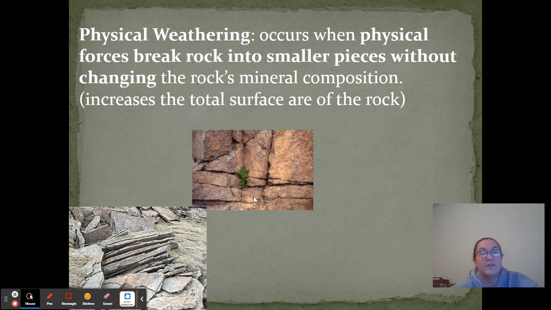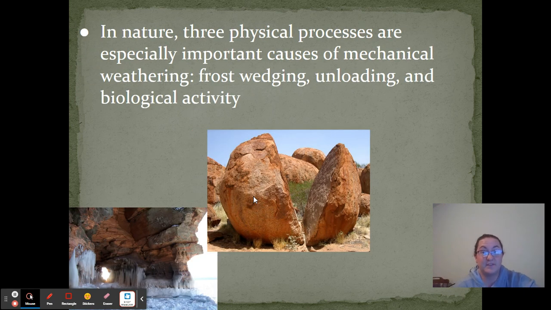Physical weathering occurs when physical forces break the rocks into smaller pieces without changing the rock's mineral composition. So this increases the total surface of our rocks. Now, to be able to break things down, there are three different types of process that could be done: either frost wedging, unloading, and biological activities.